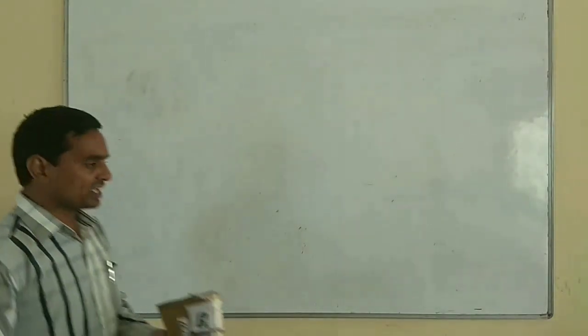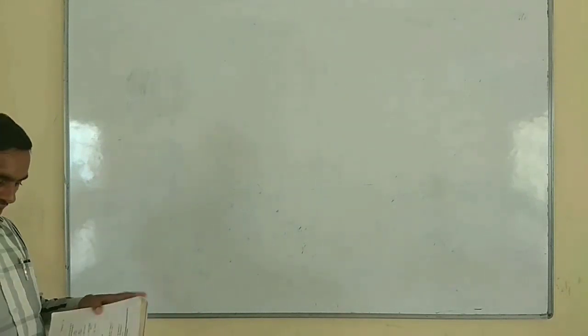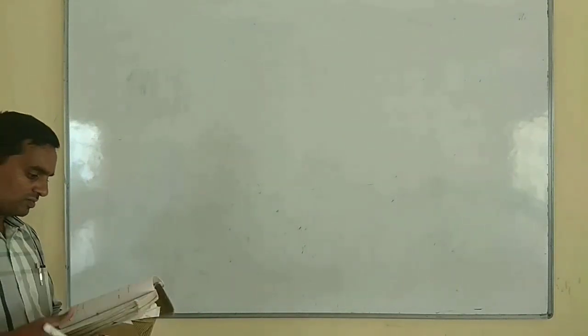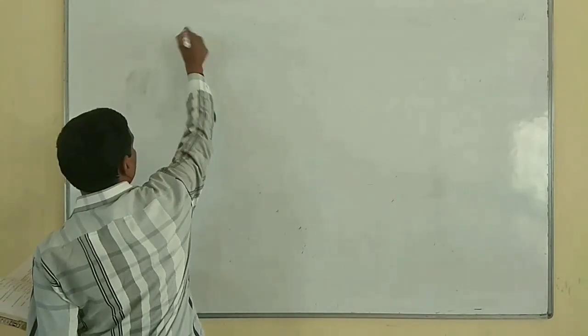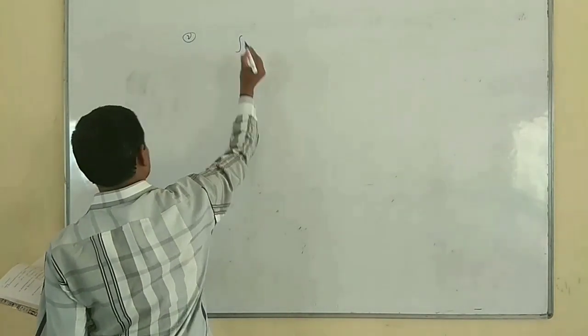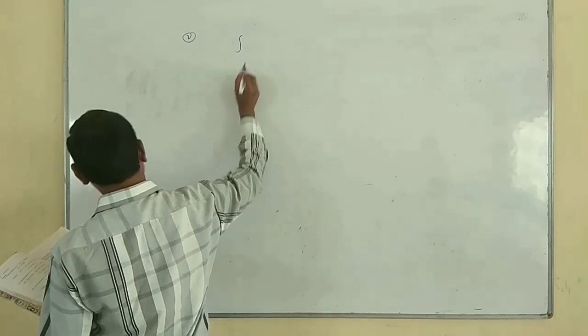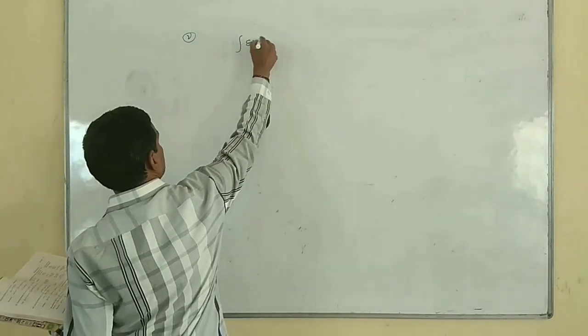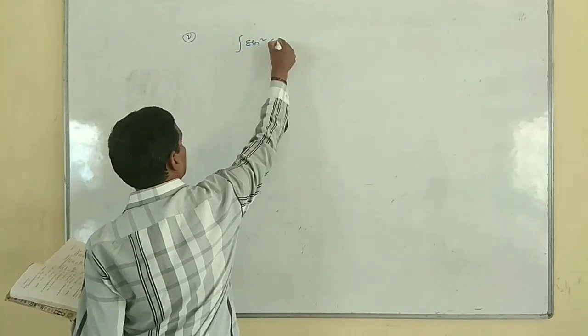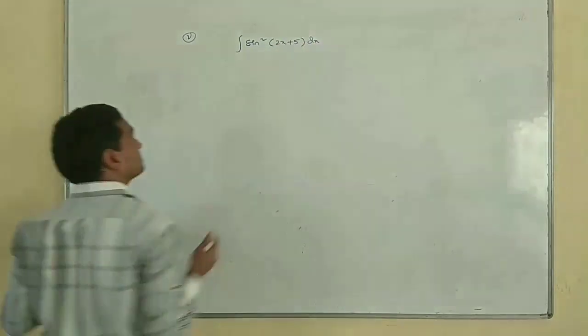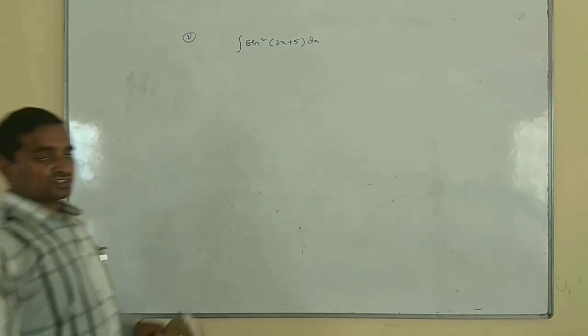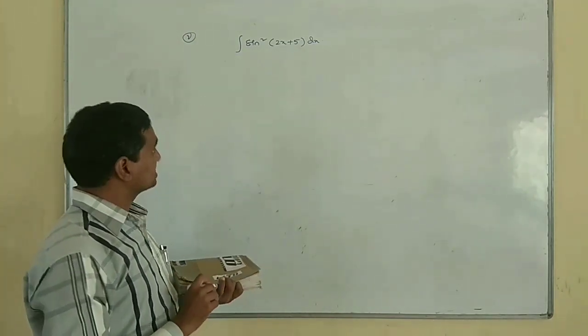Last class we started exercise 7.3. One problem is finished already. Now the second one: integration of sine square of 2x plus 5 dx.